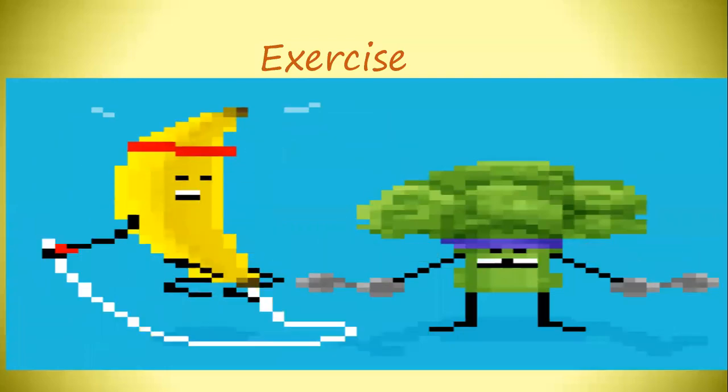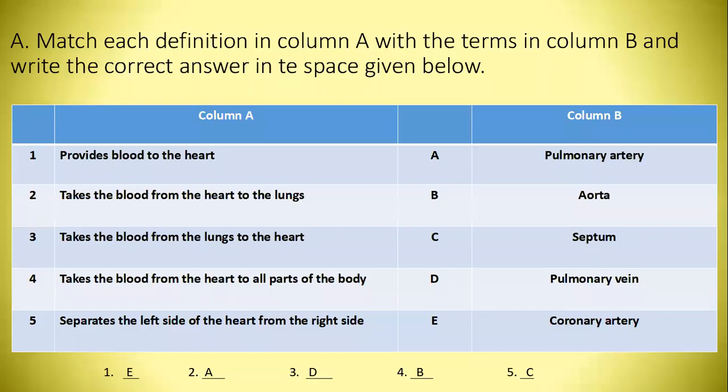In the exercise, the first question is: match each definition in column A with the term in column B and write the correct answer in the space given below. Provides blood to the heart. It's option E, coronary artery. The coronary artery provides blood to the heart.